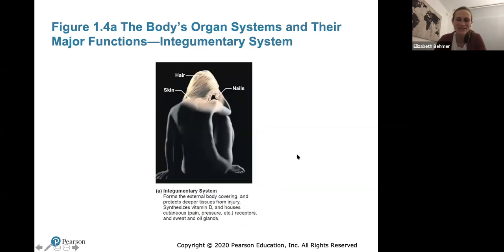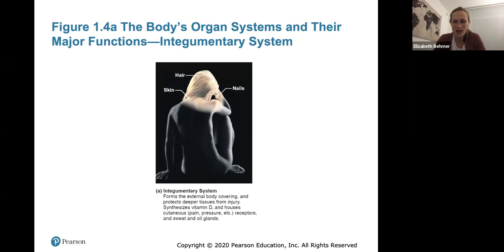These next few slides take you through the 11 organ systems, and you will need to know these 11 organ systems and their general description of each well. So you will have several questions on your first test about the organ systems.